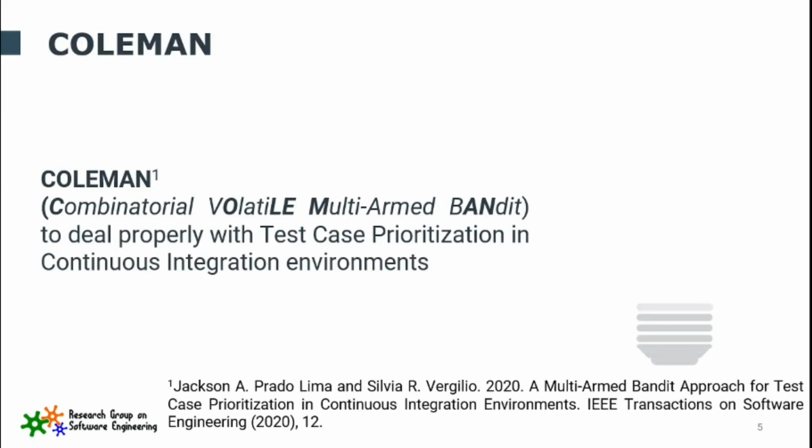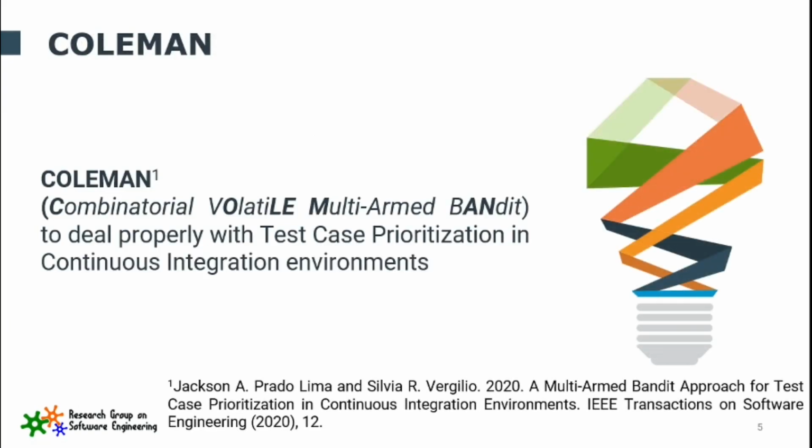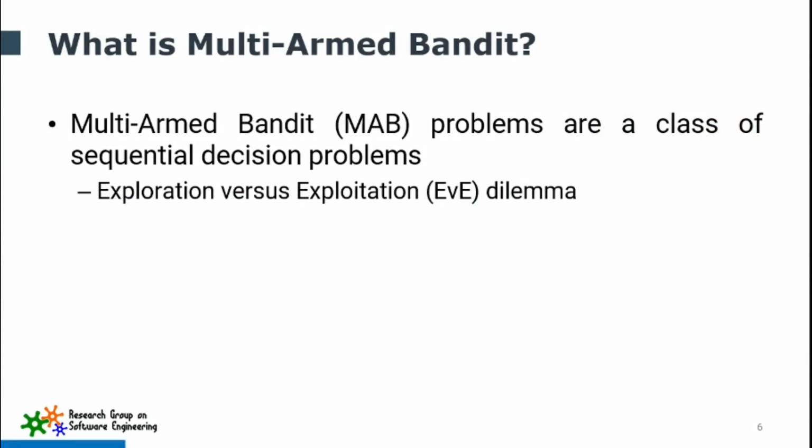To overcome such limitations, learning approaches based on historical failure data have been explored. This approach learns from past prioritizations, usually guided by a rewarding function, and deals properly with the test case volatility. In the literature, a learning approach that stands out is COLEMAN, a multi-armed bandit approach. Multi-armed bandit is a kind of reinforcement learning that works with a class of sequential decision problems that are intensively studied to solve the dilemma of exploration and exploitation.